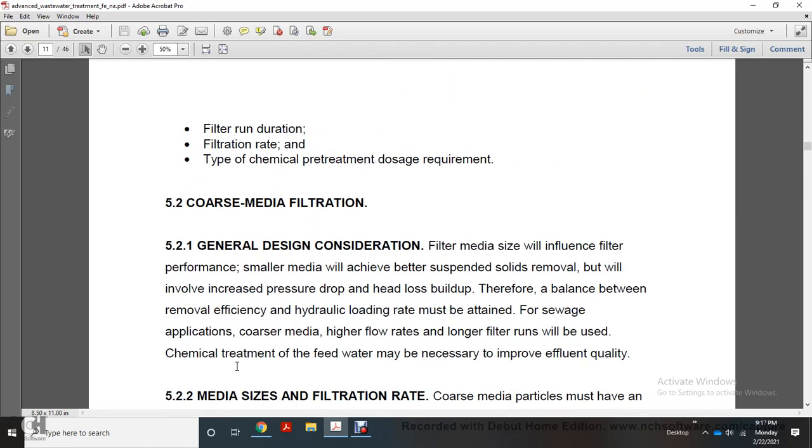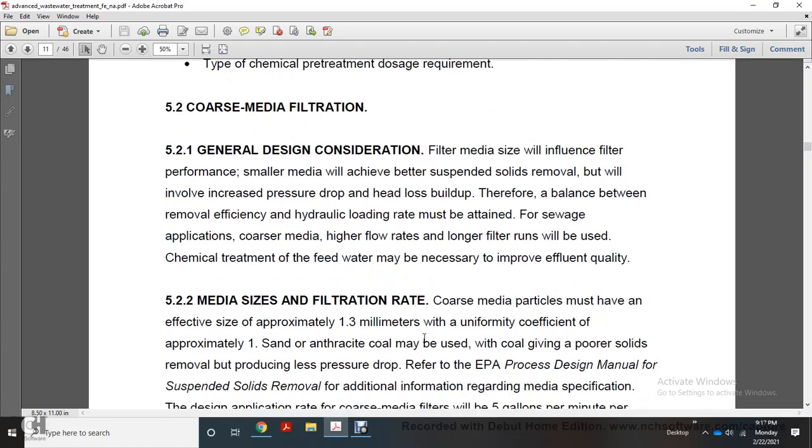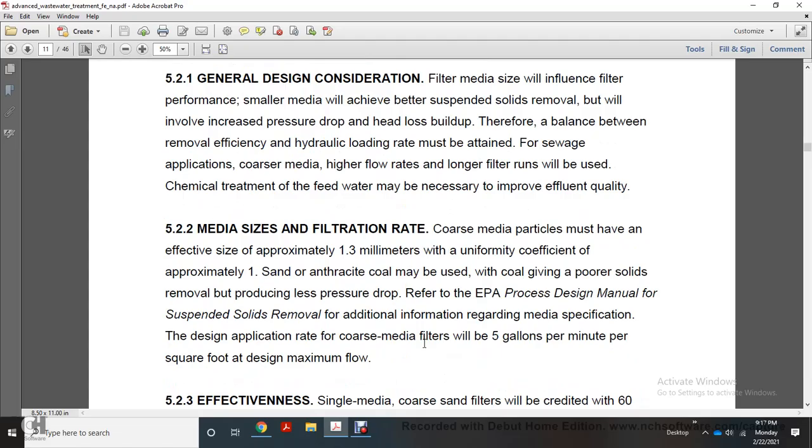General design considerations. Filter media size influences filter performance. Smaller media achieve better suspended solids removal, with an increase in pressure drop and head loss buildup. Therefore, a balance between removal efficiency and hydraulic loading rate must be obtained. For sewage application with coarse media, higher flow rates and longer filter runs will be used. Chemical treatment of feed water may be necessary to improve the effluent quality.